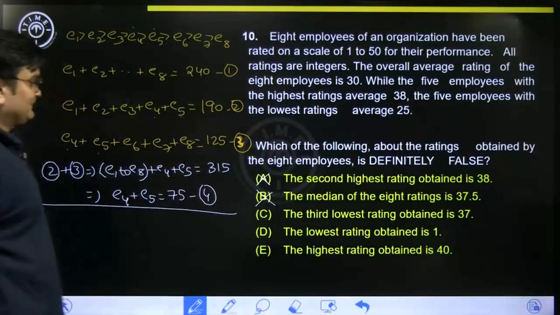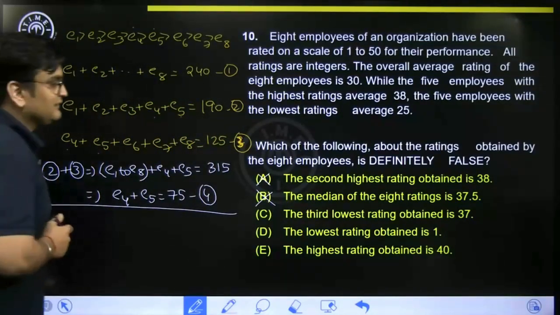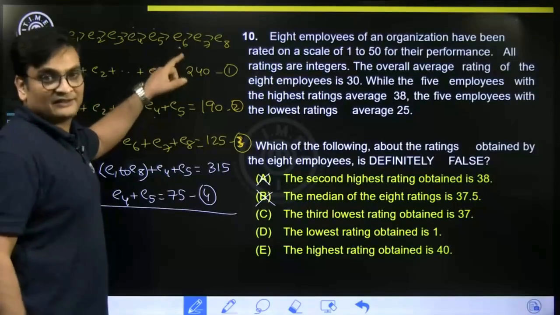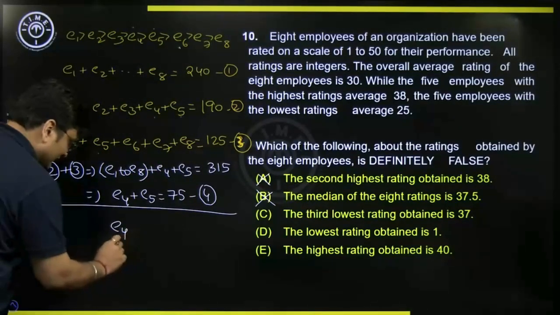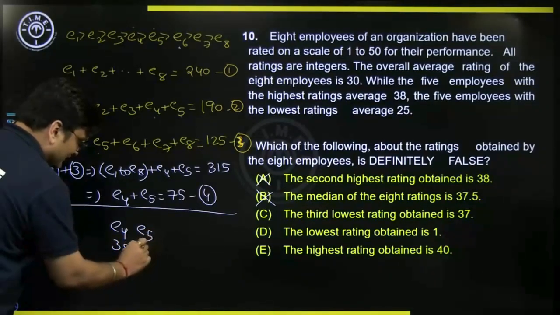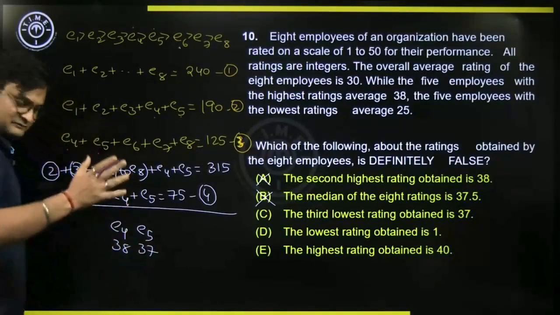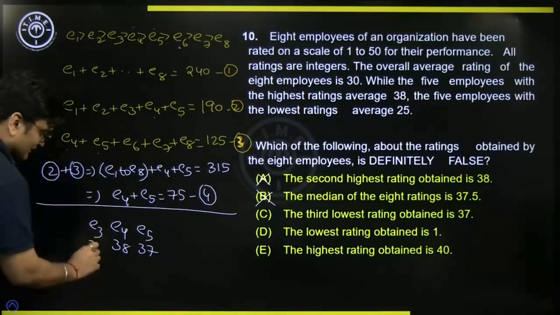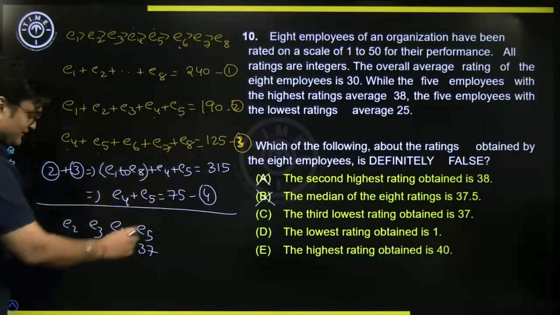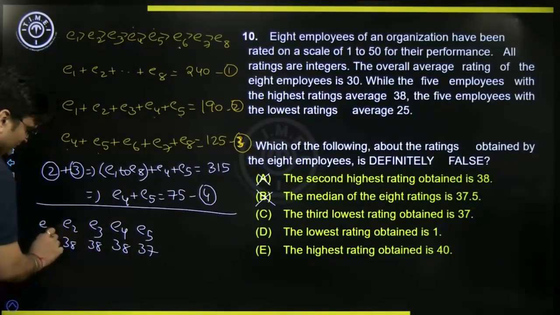I want false. The third lowest rating is 37. So this is 37, he says. Is it possible? Let's check. So E4, suppose I give 38. E5 I give 37. Their sum should be 75. If I give this as 38, we already saw in the previous case, E3 can be 38. In first option we check this, 38. E1 will be 39.